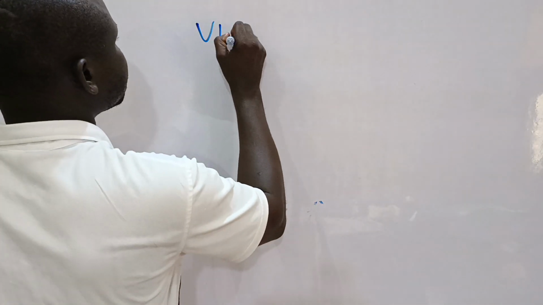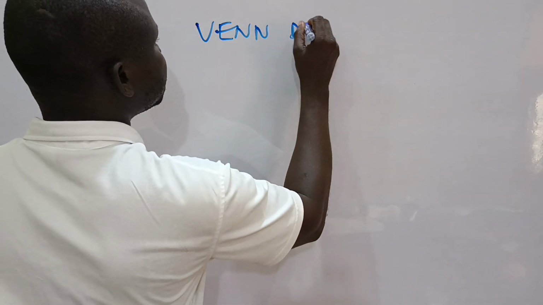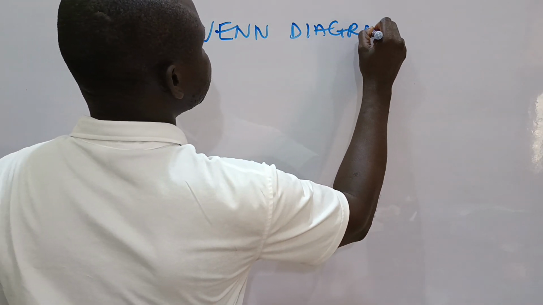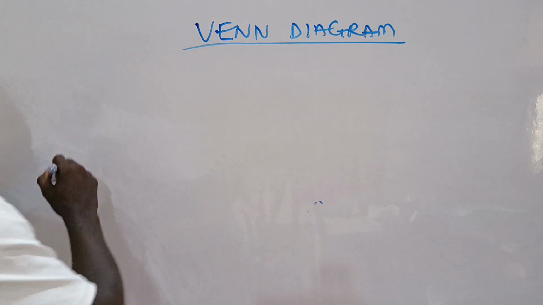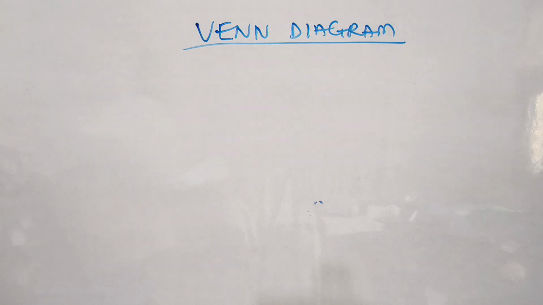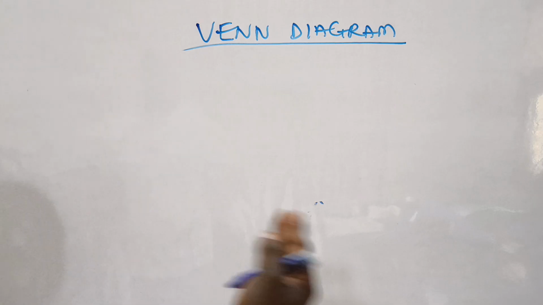Today we want to talk about Venn diagram. A Venn diagram is a pictorial representation of sets. That is when we decide to represent sets in form of a diagram.